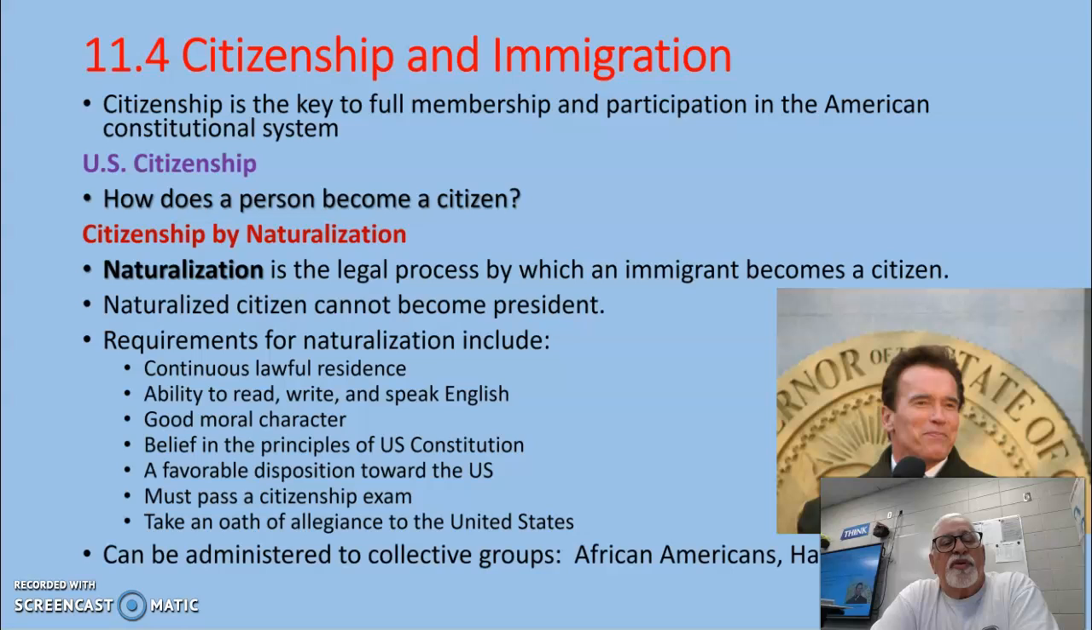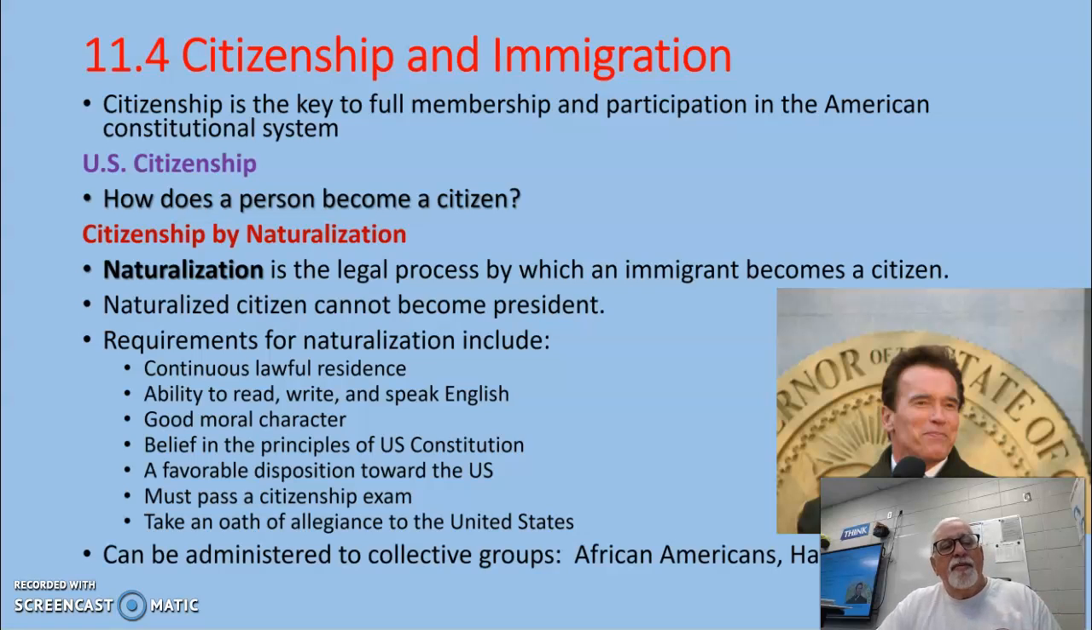And the requirements for naturalization include continuous lawful residence, the ability to read, write, and speak English, good moral character, belief in the principles of the U.S. Constitution, a favorable disposition toward the U.S., you must pass a citizenship exam, and you have to take an oath. Now, this has also been administered to groups collectively. For instance, the 14th Amendment gave to African Americans citizenship here in the United States.